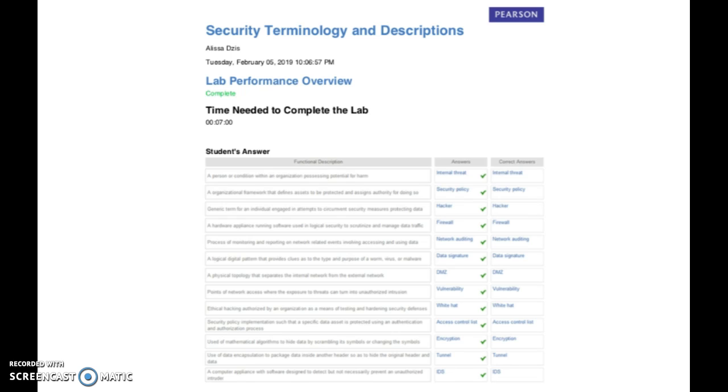The security terminology and descriptions was actually one of the easier labs in this activity. This lab in particular, some of these terms I had heard before, so having that previous knowledge was a little bit more beneficial, especially in terms of trying to use my basis of knowledge to figure out the answers.